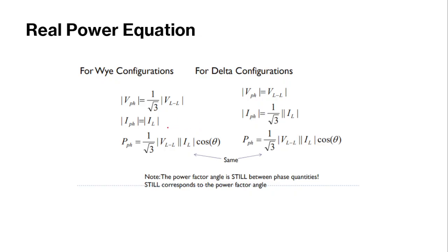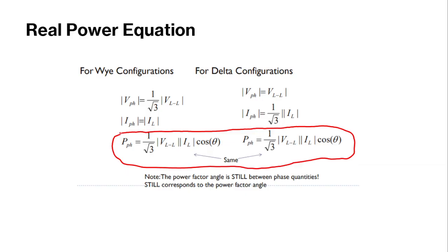Alright, cool. Next one is the equation for power. Luckily, it's the same thing for Y and delta configuration. It's literally the same thing: root 3 V line I line cos theta. Same thing for both of them, which is the beautiful part, because you don't have to remember two equations. You just have to remember one.